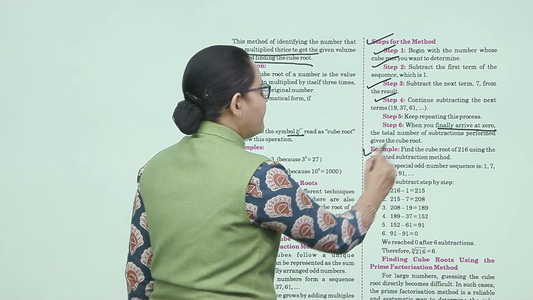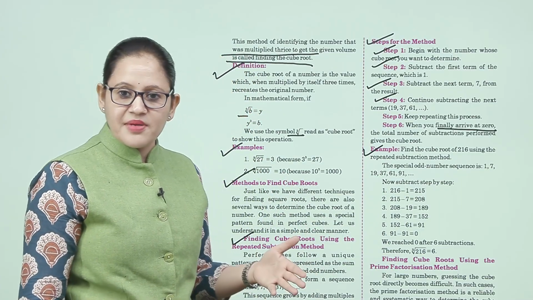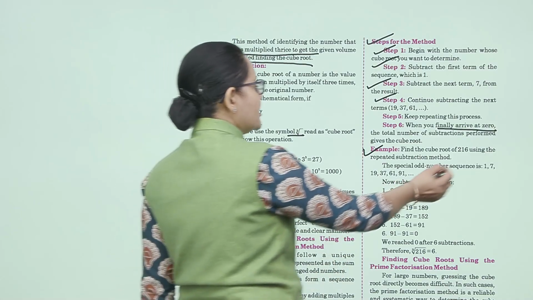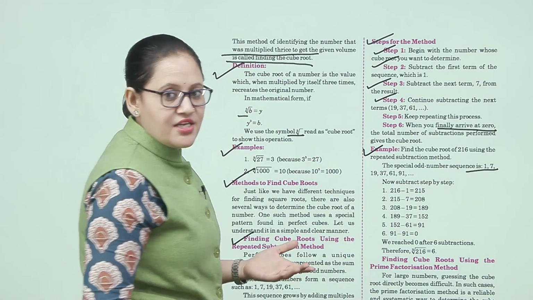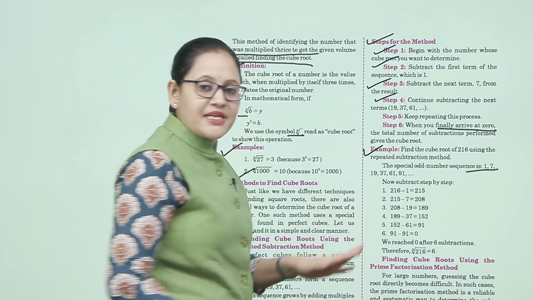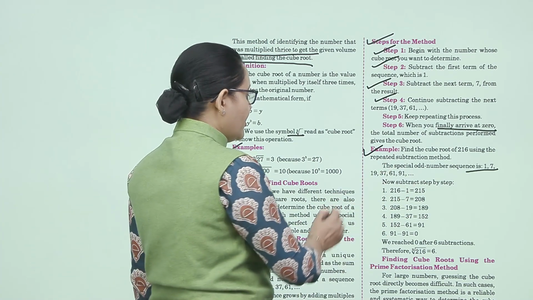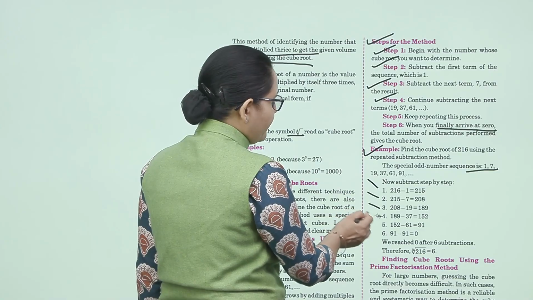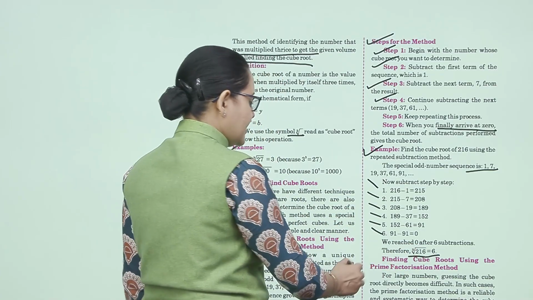We will take an example here. Find the cube root of 216 using the repeated subtraction method. The sequence we will use is 1, 7, 19, 37, 61, 91 and so on. So we keep subtracting: 216 minus 1 is 215. Then we subtract 7, then 19, then 37, till we get 0. So how many times? 1, 2, 3, 4, 5, 6. So the cube root of 216 is 6.